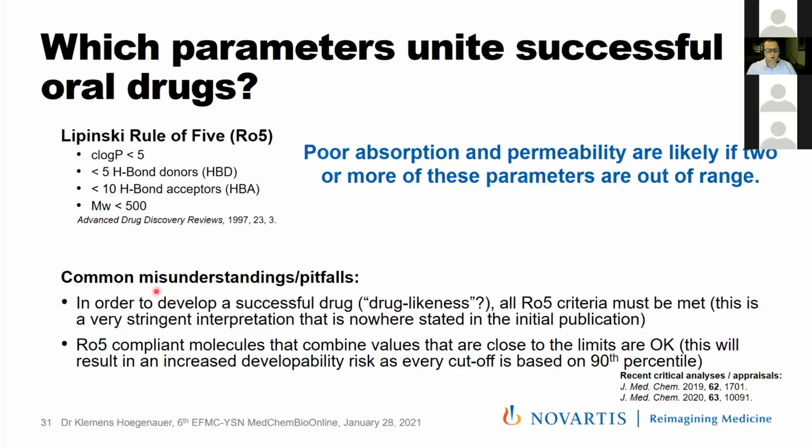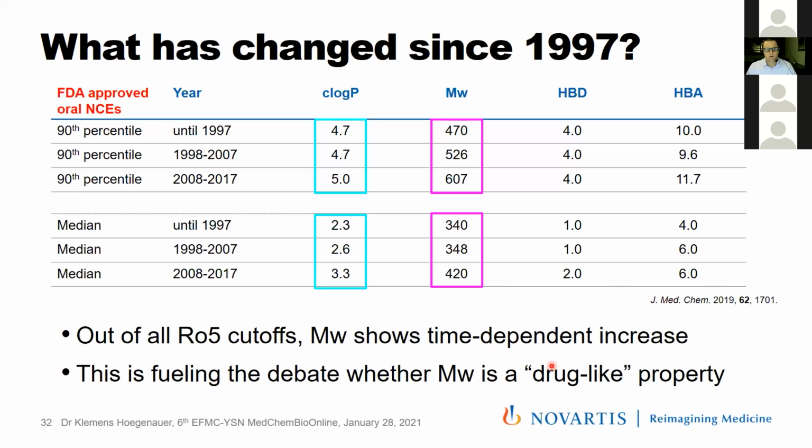observation at that time. So a common misunderstanding is that in order to develop a successful drug, all of these criteria need to be met. This is a too stringent interpretation, as you can see here. It's also been tempting to move close to these parameters in all of these areas, and this is also not a good idea, because these individual cutoffs are based on 90th percentiles, and of course you run into developability problems if you move towards this 90th percentile. So only 10% of the real drugs are above this percentile.